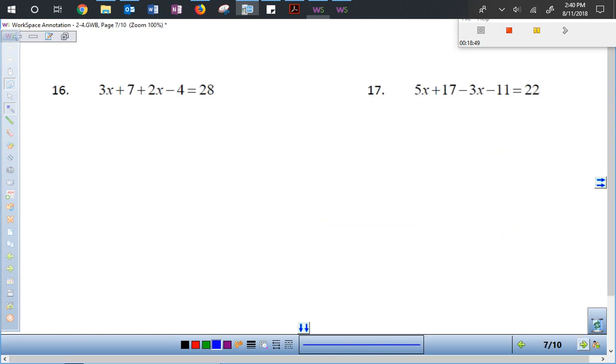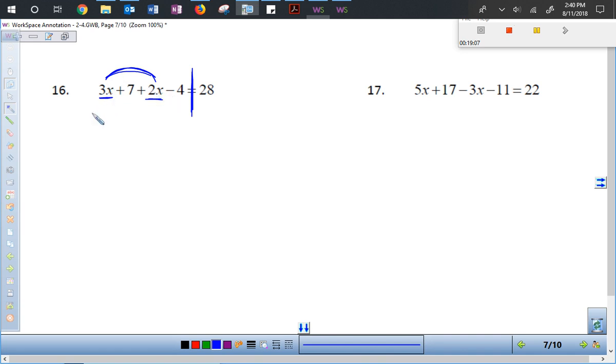Now if we look at number 16, I have 3x plus 7 plus 2x minus 4 equals 28. Here we don't have distribution, but what's important here is that we combine like terms first. So if you'll notice, I have a 3x and a 2x that are on the same side of the equal sign. Here's the equal sign. They're on the same side. So I need to combine those two first before I can start solving.